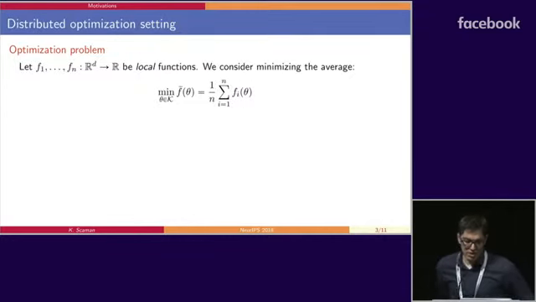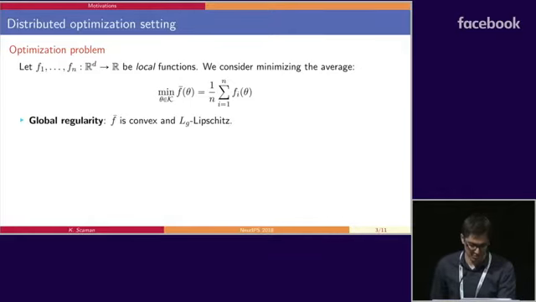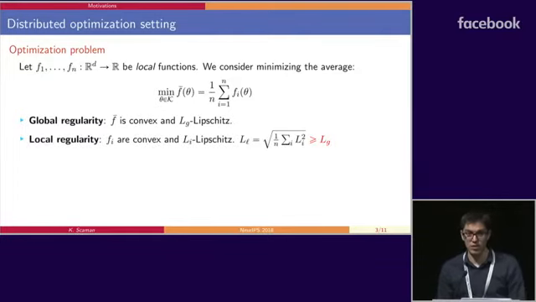So more specifically, we try to minimize an average of functions, and each of these functions lies on one of the computing units. We will make two different assumptions in this work. The first one is that the average function that we try to optimize is Lipschitz, and the second one is that all of the functions are Lipschitz and convex. So the second assumption is much stronger. And we will see that we can say a lot more in this second setting.